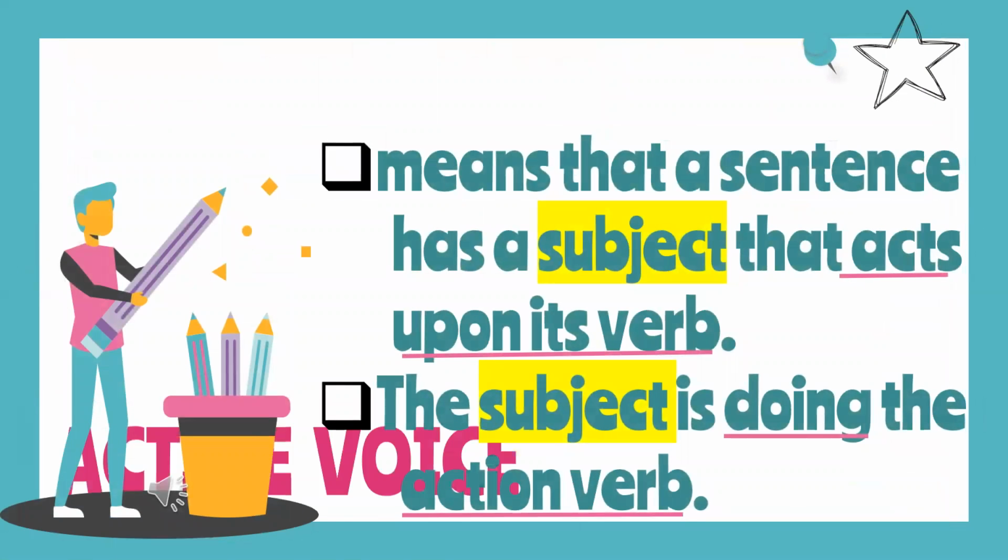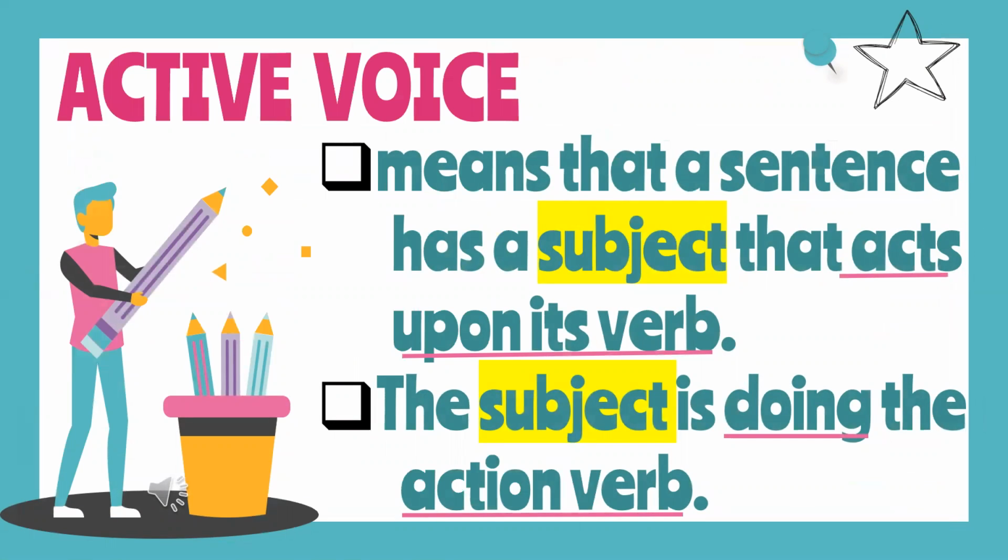In our previous lesson, we talked about active voice. You learned that an active voice means that a sentence has a subject that acts upon its verb. The subject is doing the action verb. How is active voice different from passive voice? Let's find out.